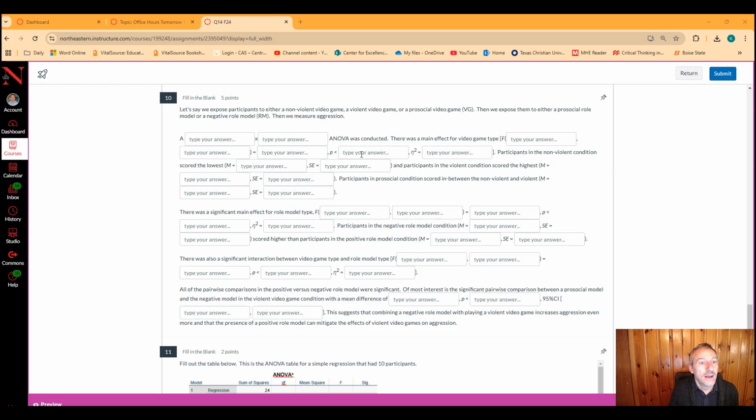In any case, the first question says a blank by blank ANOVA was conducted. So it's a two-way ANOVA, meaning we have two IVs, and that's what those blanks are. They're representing both of those IVs. And what we're asking is how many levels are there to each IV?